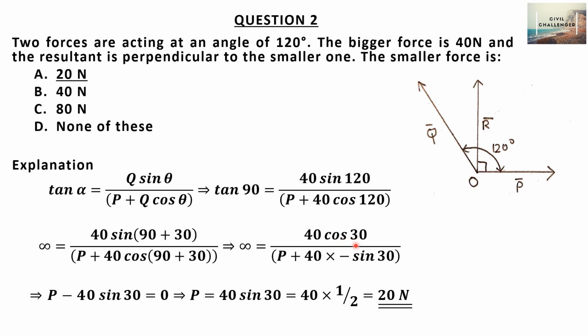Okay, then in order to satisfy this equation, the denominator should be equal to 0. Okay, so that P minus 40 sin 30 is equal to 0, which means that P is equal to 40 into sin 30. Now value of sin 30 is equal to 1 by 2. Therefore, P is equal to 20 Newton. Therefore, the correct answer is option A.